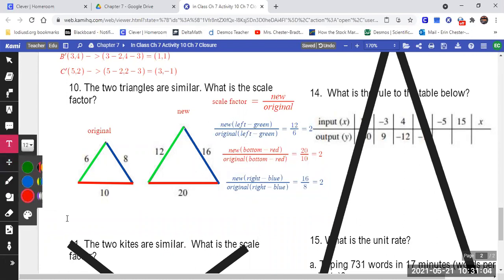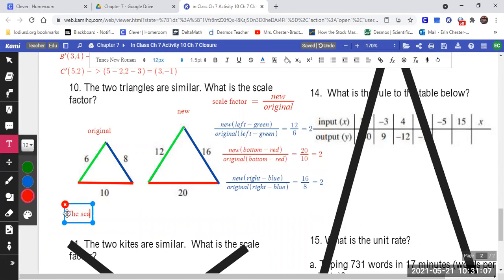Okay, so we have to answer their question. The scale factor for these two similar triangles is two. Now, what does that mean? Scale factor two. What did scale factor mean again? Scale factor meant we're multiplying, right? So does it make sense that we took the original and multiplied by two? Because that's what that would mean. Our original was the small one. We multiplied by two to get the new one.